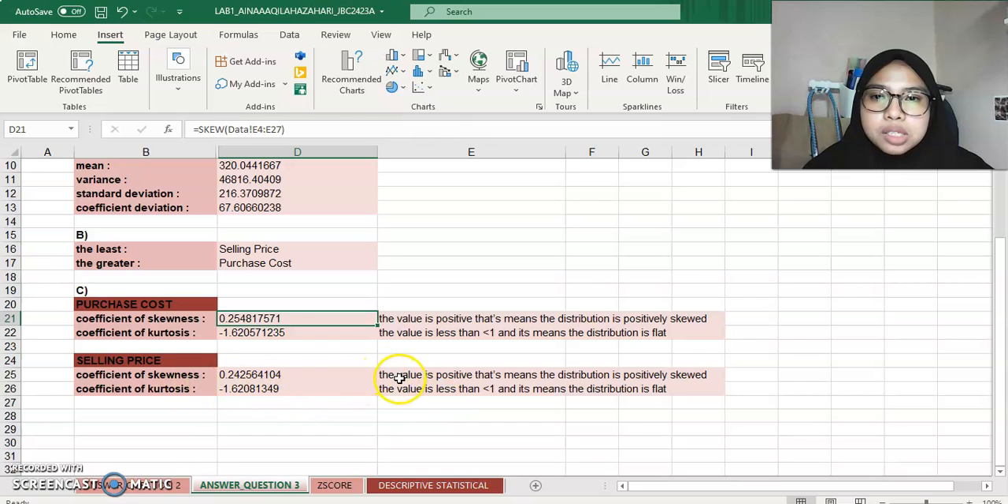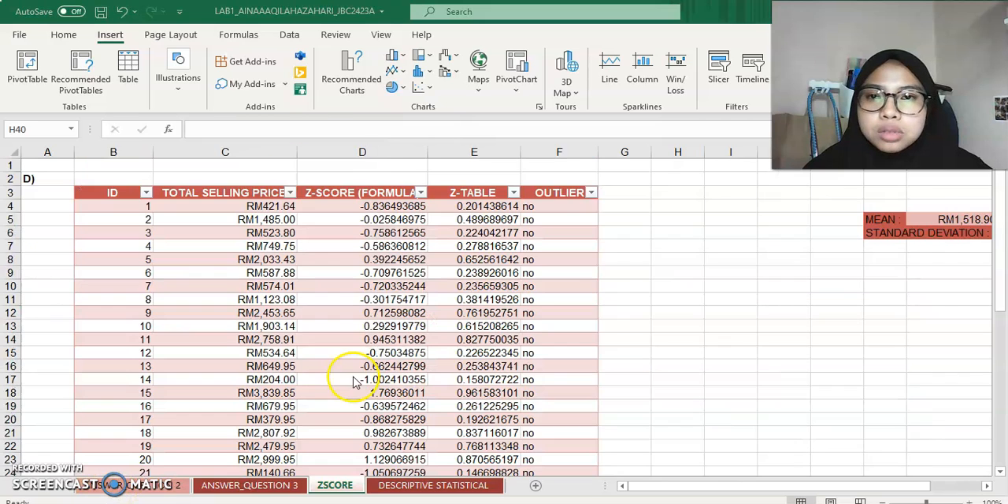For the selling price also positive. The value is positive, that means the distribution is positively skewed. And for the coefficient of kurtosis, the value is less than 1 and it means the distribution is flat.